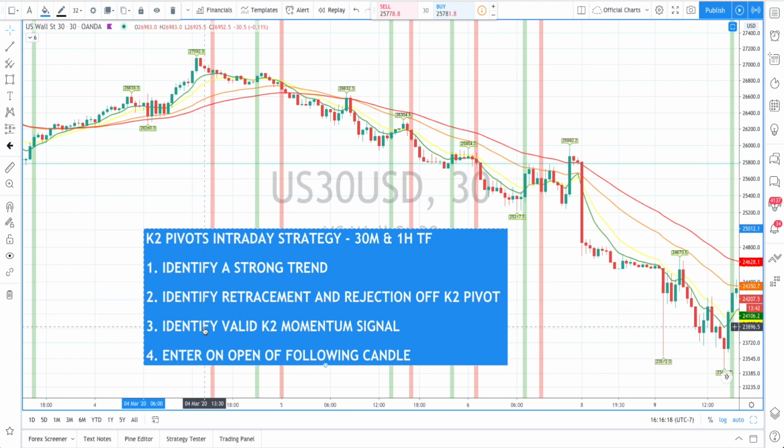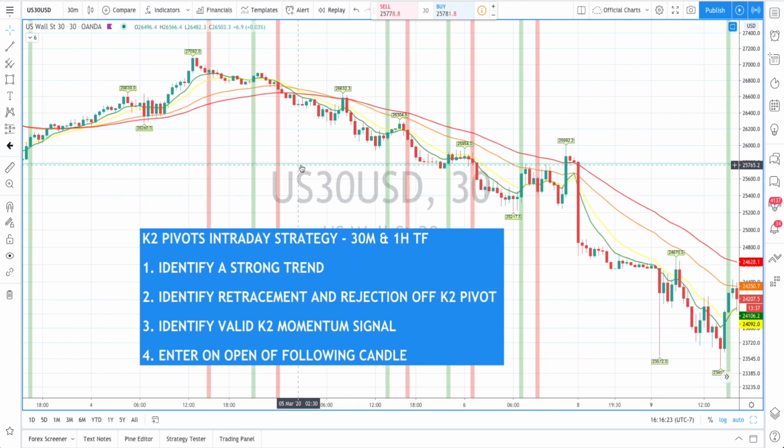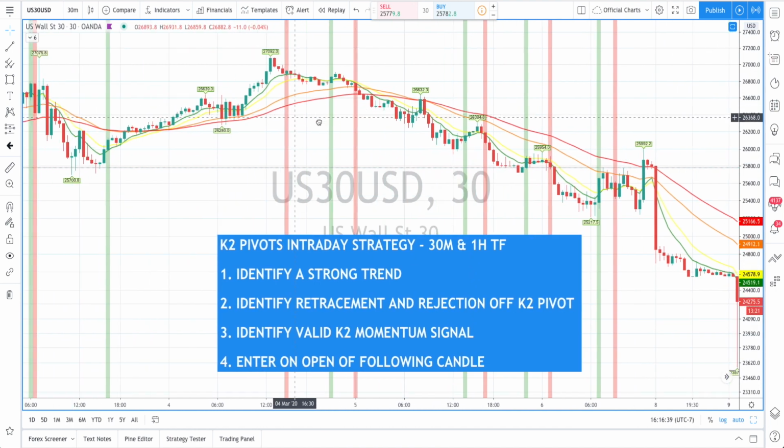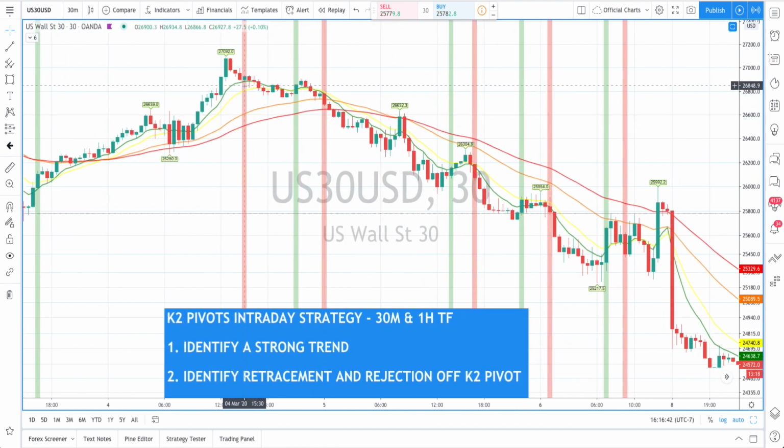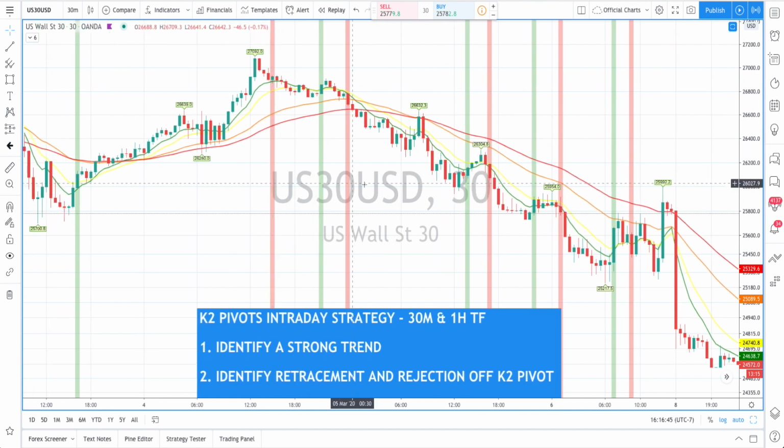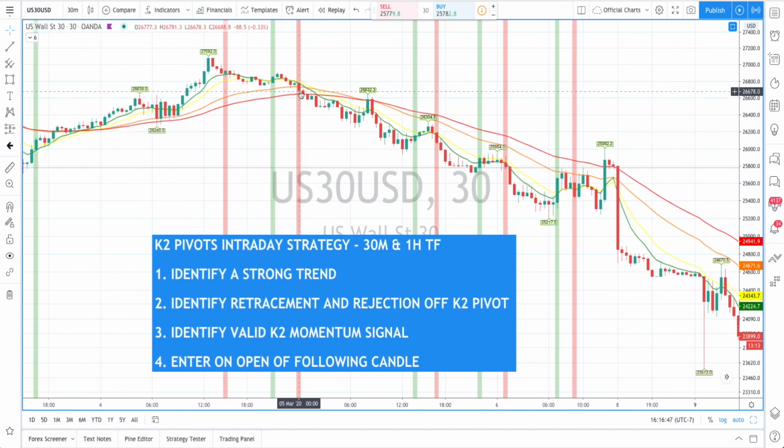And lastly, we want to identify a valid K2 momentum signal. So a valid K2 momentum signal would be a sell signal with a red bearish candle. As you can see right here, we had a valid sell, price came down. You can see right here, we had a valid buy, but the thing is it was going against the trend. So obviously you don't want to trade against the trend. This would be an example of an invalid signal because it's a sell signal with a green bullish candle. So in order for it to be a valid sell, it would have to have a sell signal with a red bearish candle like it did right here. Similar with buys, it'd have to be a buy signal with a green bullish candle like it is right here.